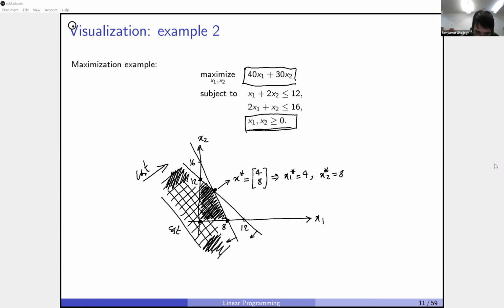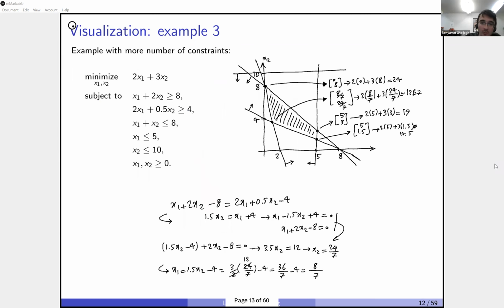Another example, we might have more constraints. For example, here, x1 and x2, this is x1, right? So this is the cost. And for this one, where is it? x1 plus 2x2 greater than or equal to 8. So I have shown you here, for example, this is for intersection.